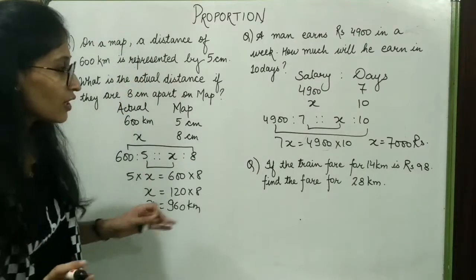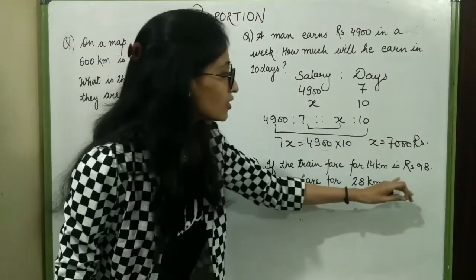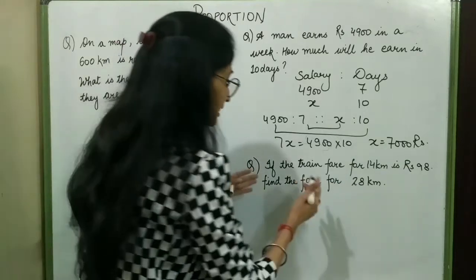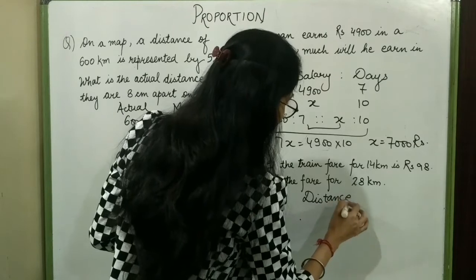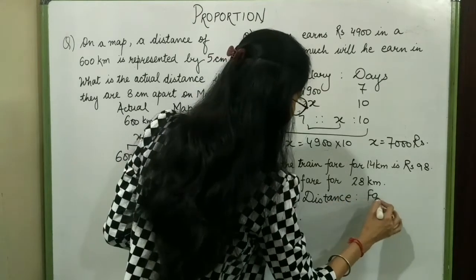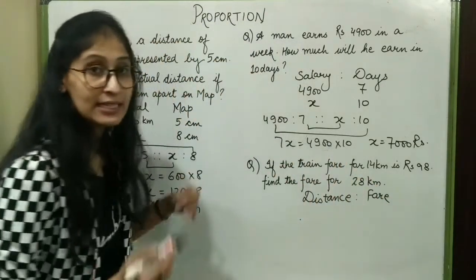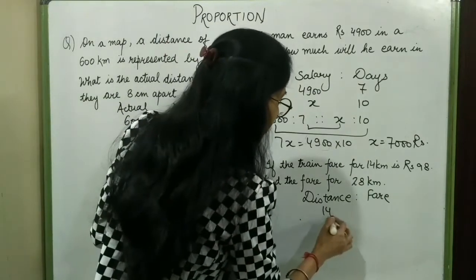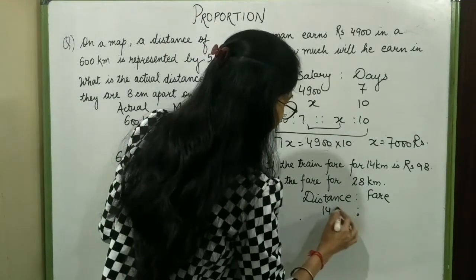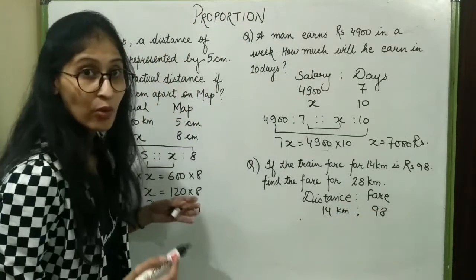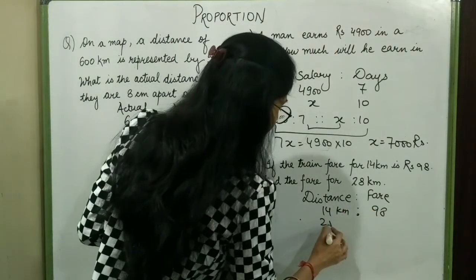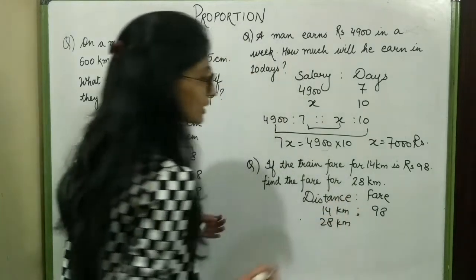If the train fare for 14 km is rupees 98, it is the case of proportion between distance and fare. When my distance is 14 km, the fare is 98 rupees. So what will be the fare if the distance is 28 km?